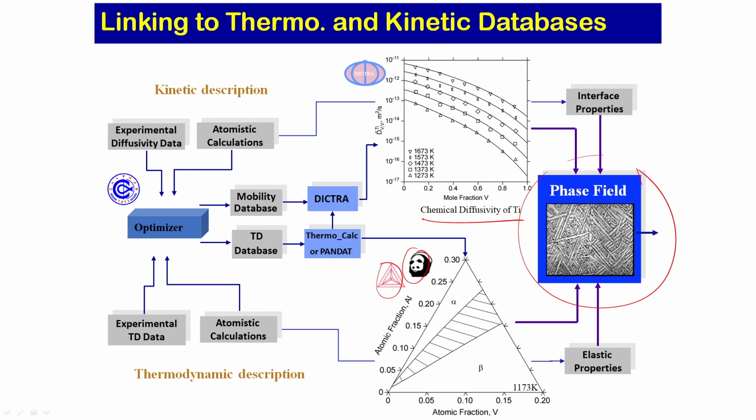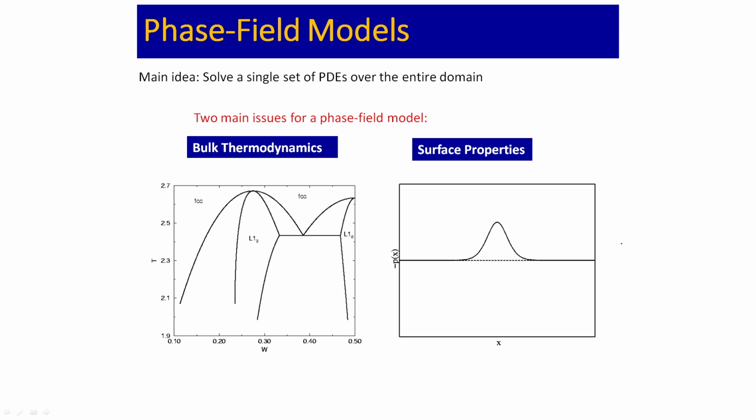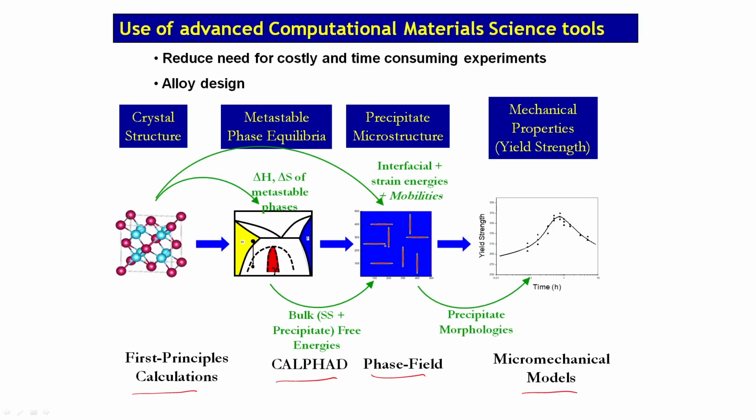So, let us talk about phase field simulations. What is the main idea? The main idea is to solve a single set of partial differential equations over the entire domain. Before that, let us imagine the growth of precipitates in an aluminum copper alloy, growing in a matrix, as you have seen. Let us talk about this picture which I have shown you. These are the precipitates shown here, and this blue color is called the matrix.